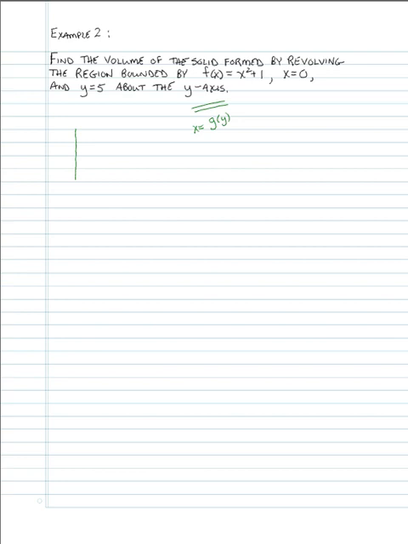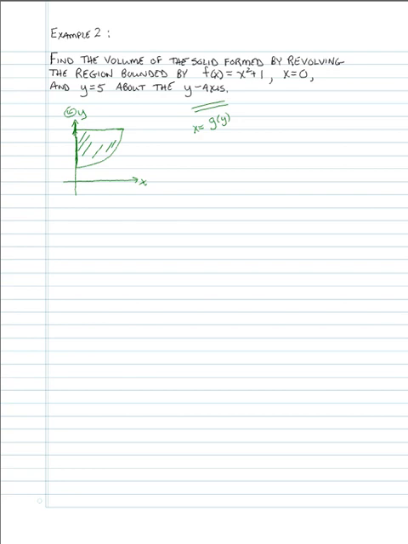Here's our y-axis. Here's our x-axis. And we've got this parabola, f of x equal x squared plus 1, and we're going to go up to where y is 5. So we're going to have this parabola that comes up like this, and we're also bounding it by the vertical line x equals 0, which is here, and y equal 5 we'll say is about right there. So this is the region that we're going to rotate about the y-axis.